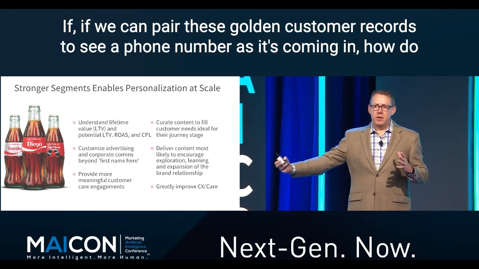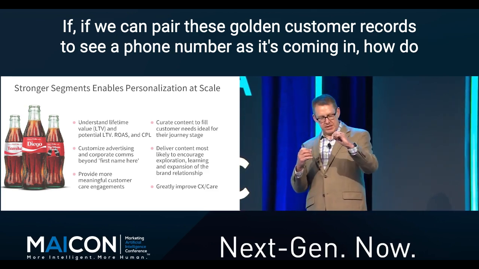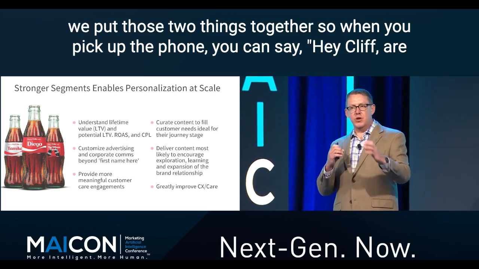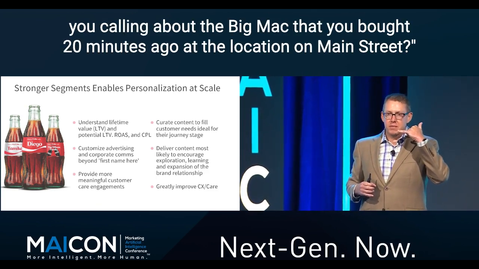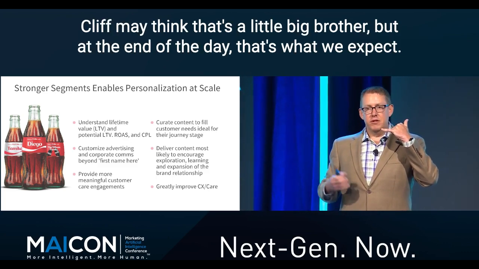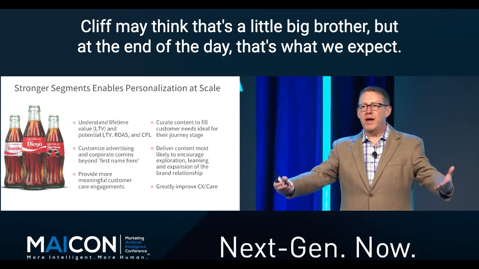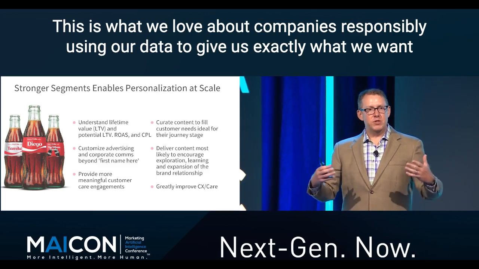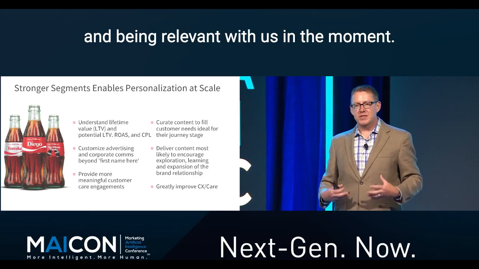If we can pair these golden customer records to see a phone number as it's coming in, how do we put those 2 things together so when you pick up the phone, you can say, hey, Cliff, are you calling about the Big Mac that you bought 20 minutes ago at the location on Main Street? Cliff may think that's a little big brother, but at the end of the day, that's what we expect, is it not? This is what we love about companies responsibly using our data to give us exactly what we want and being relevant with us in the moment.